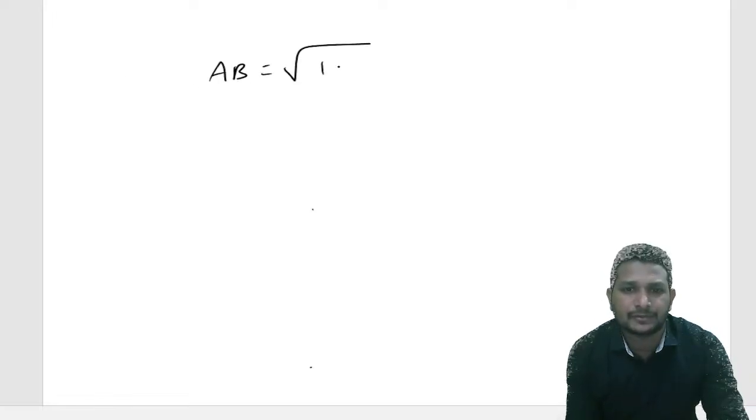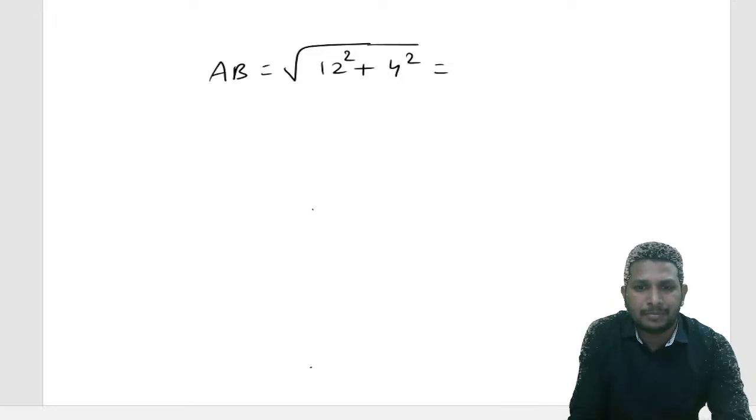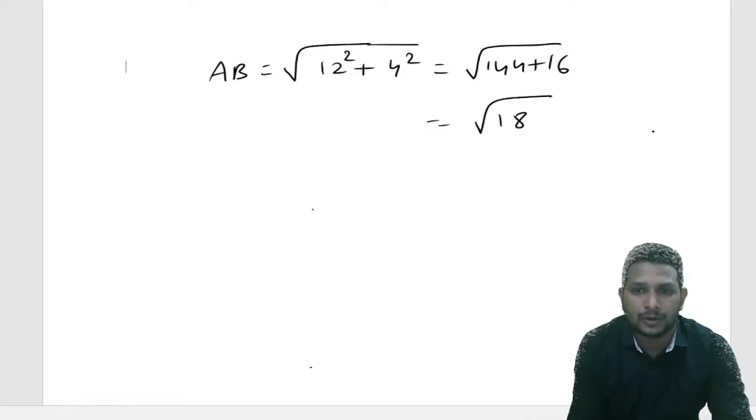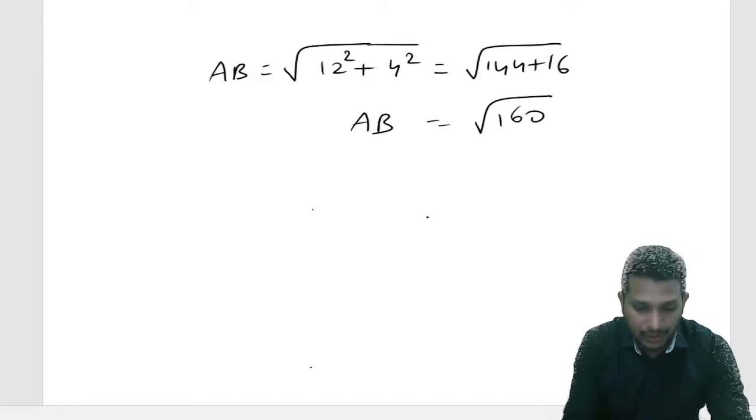As they gave the diagram, AB is root of 12 square plus 4 square, which is 144 plus 16, so root 160. We got the value of AB as root 160.